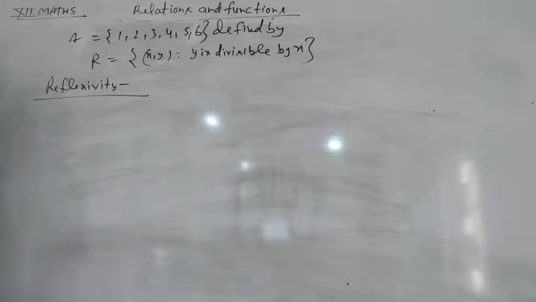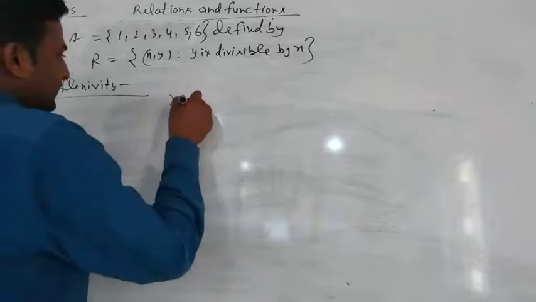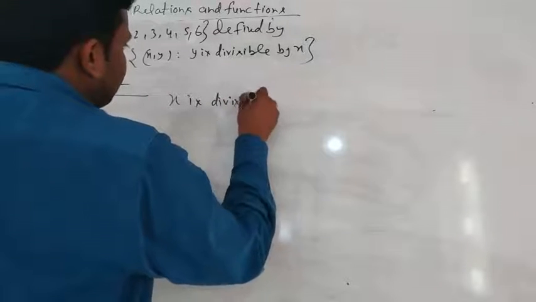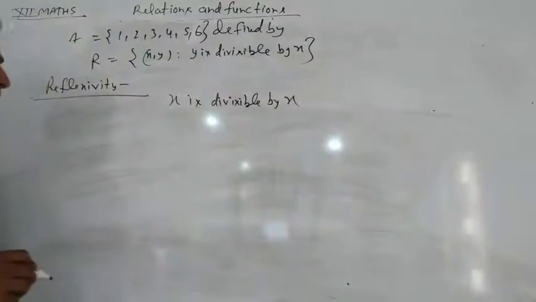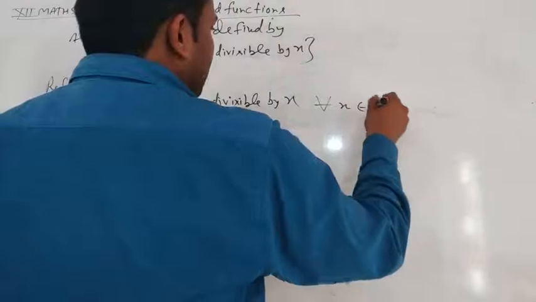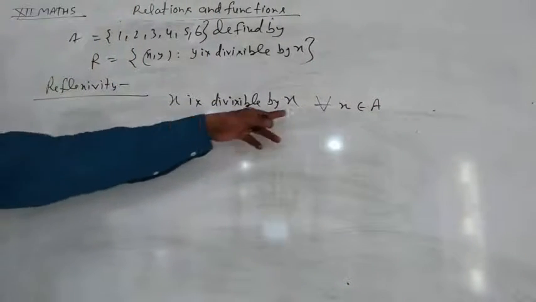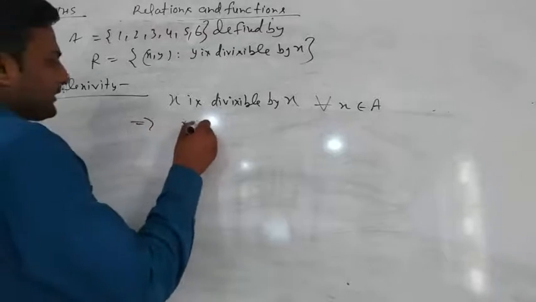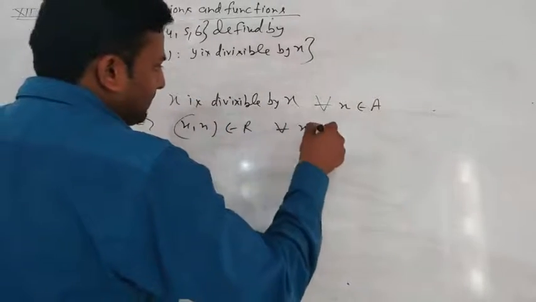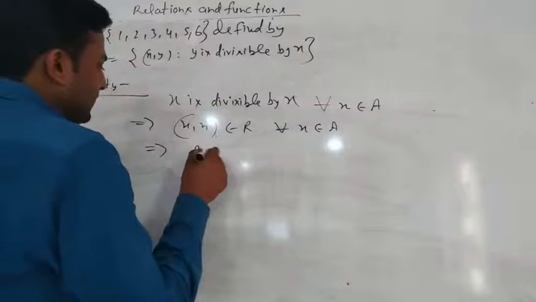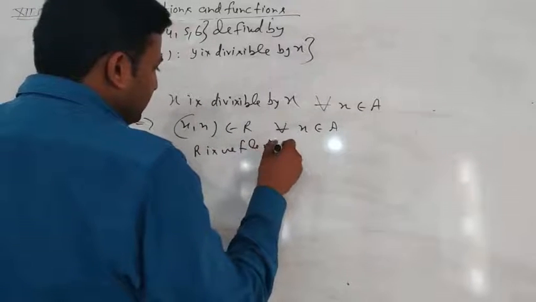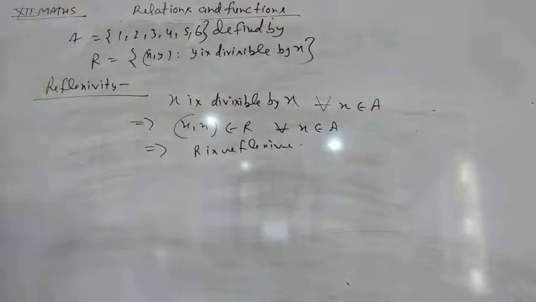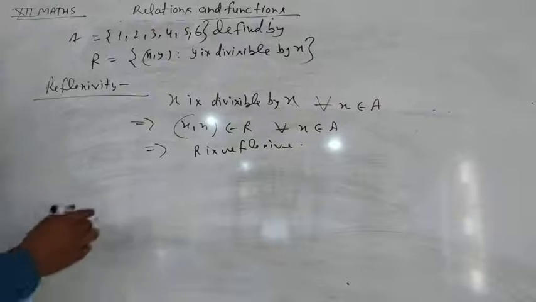So student, for reflexive, we check whether (x, x) belongs to R. We know that x is divisible by x for all x belonging to A. So we can write (x, x) belongs to R for all x belonging to A. So this implies R is reflexive on the set A.